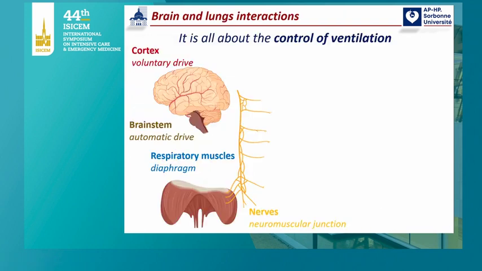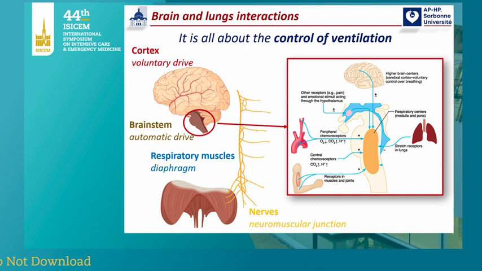And I think it's important to go a little bit into the physiology to better understand this close interaction between the brain and the lungs. So it's all about the control of ventilation, and basically, I'm sure you are well aware that there are two drives in the brain, the cortex for the voluntary drive. It makes us decide to take a deep breath, for instance. But of course, during the night when we sleep, we don't think that we have to take a breath, and that's why there is an automatic drive in the brainstem. And of course, there are respiratory muscles, the diaphragm being one of the main ones. And between the drive and the muscle, we have the nerves and the neuromuscular junction.